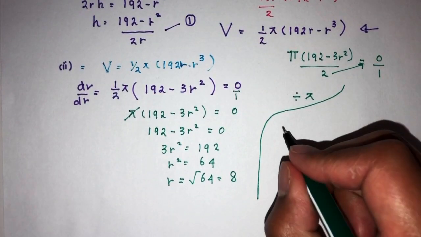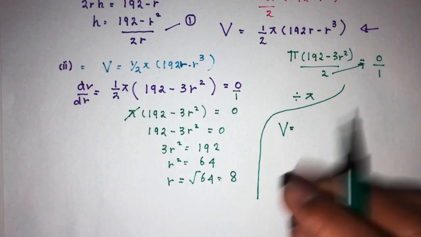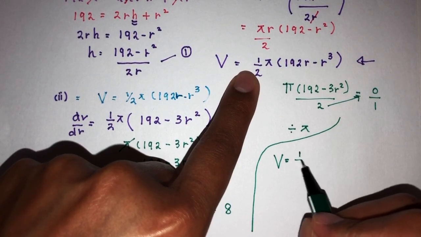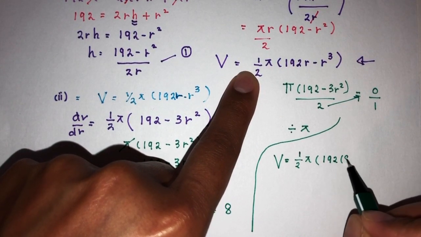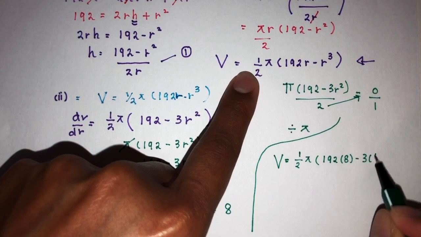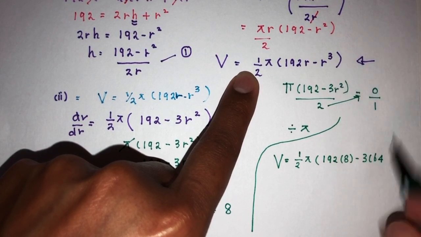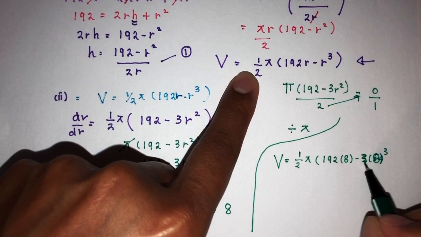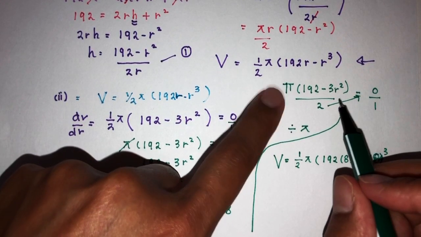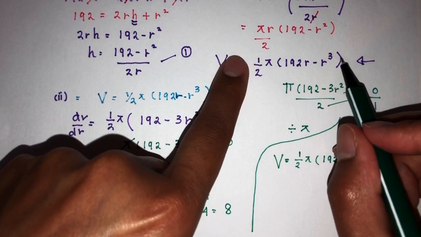We just have to replace the value of r we found in the main equation. So here we have half pi, that'll be 192, r is 8 minus 60, that will be 8 power 3. Here we don't have 3. My apologies. I have used the wrong equation. We have to use this one.